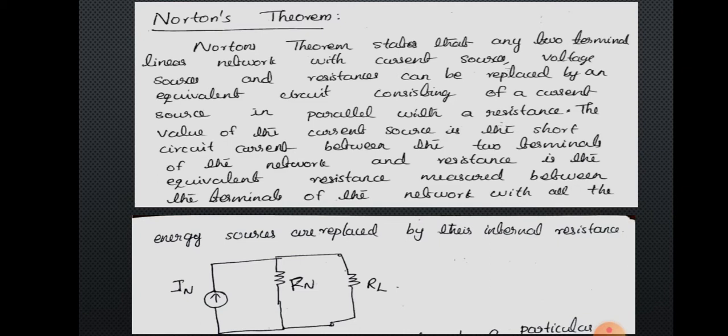That means the way we get the Norton's equivalent resistance and Thevenin's equivalent resistance is the same, but the difference is in the way we get VTH and IN. In the case of VTH, we place an open circuit instead of the load resistance, but in the case of Norton's theorem, we place a short circuit instead of the load resistance, and we find the short circuit current, and that short circuit current will give the Norton's current source. Okay.